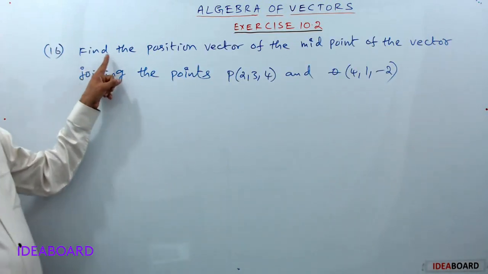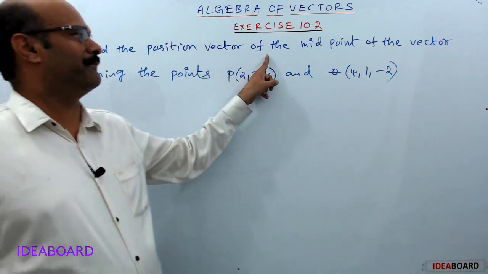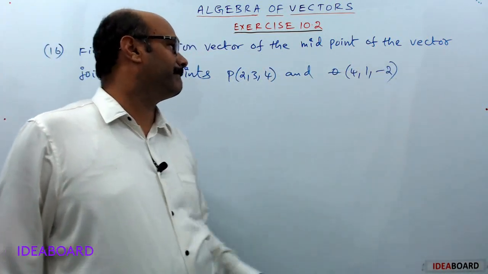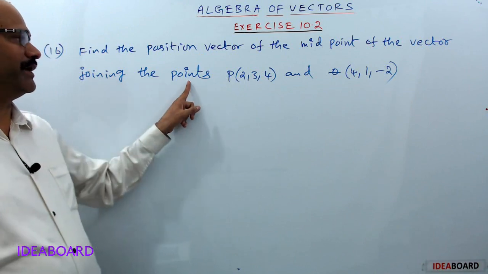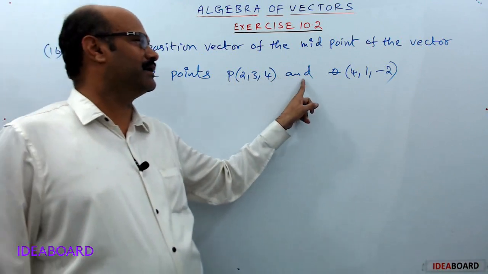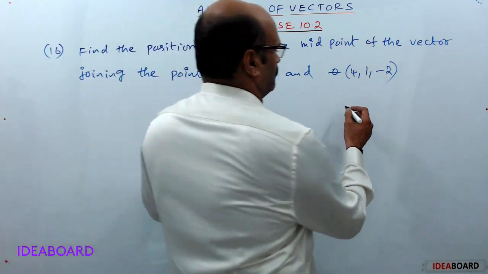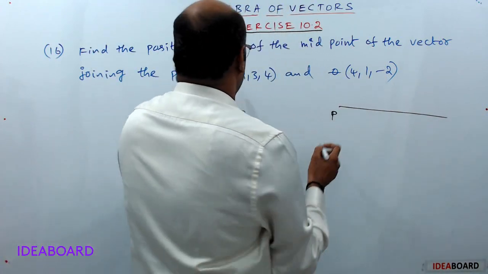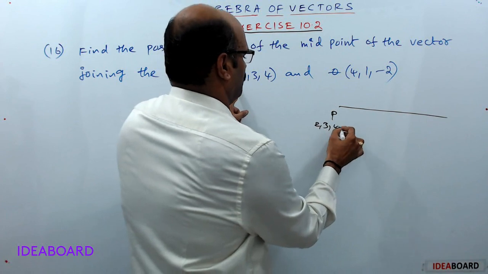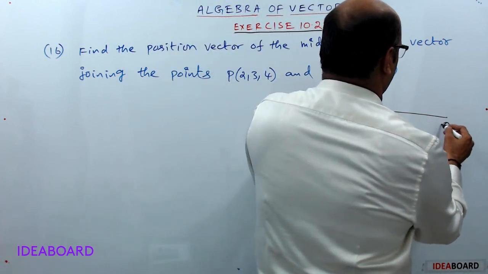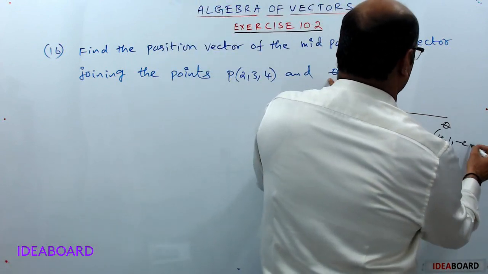Next, 16th problem. Find the position vector of the midpoint of the vector joining the points P(2, 3, 4) and Q(4, 1, minus 2). Here two points are given. Point P is given by 2, 3, 4. Point Q is given by 4, 1, minus 2.